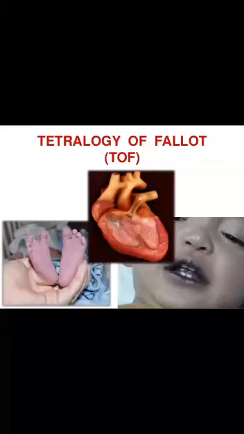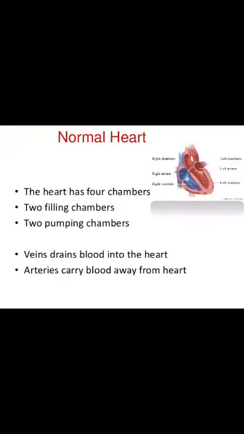Again, I am telling the definition or introduction of tetralogy of Fallot. Tetralogy of Fallot is a congenital heart defect involving four abnormalities occurring together, including a defective septum between the ventricles and narrowing of the pulmonary artery, accompanied by cyanosis. So, it is tetralogy of Fallot.